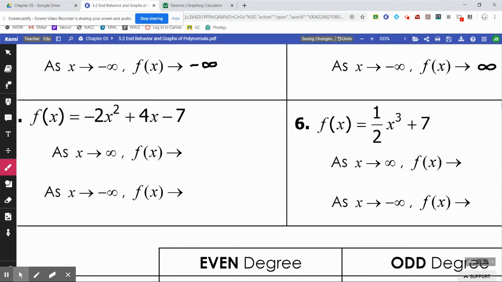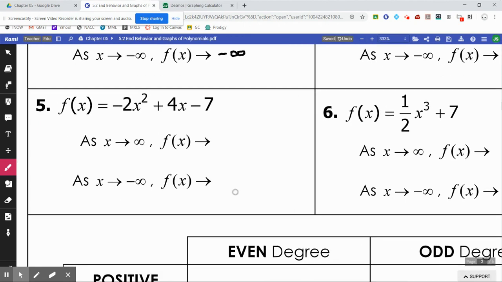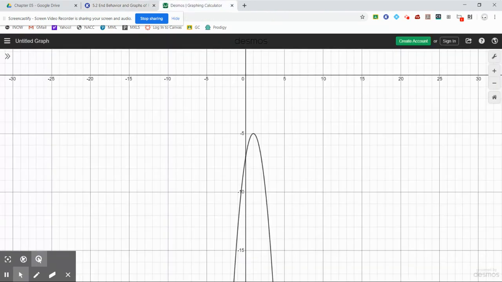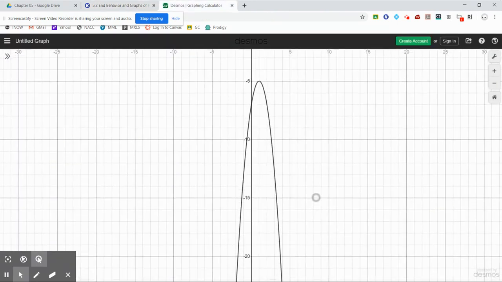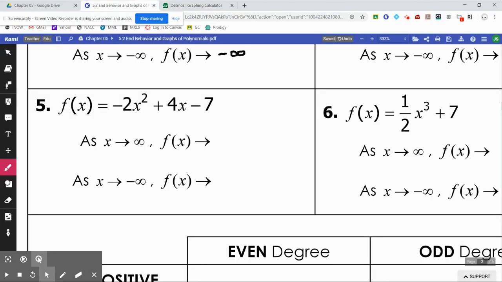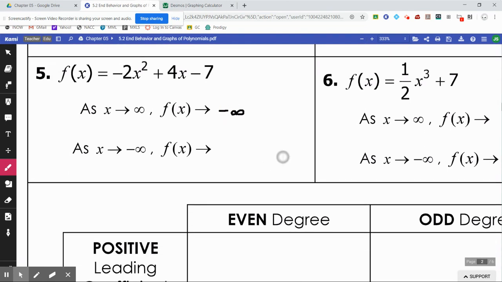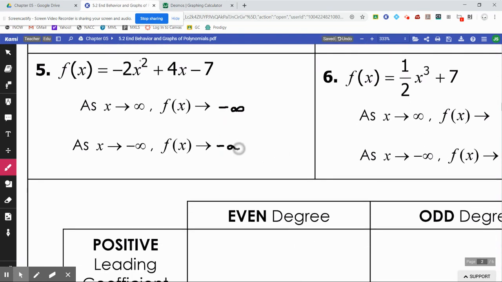Number 5, negative 2x squared plus 4x minus 7. We should know this one because that's quadratic, with the negative out front, but let's go ahead and look at the graph anyway. Okay, here's the graph. As you go to the right, you're going downhill. As you go to the left, you're going downhill. So therefore, as x goes to the right, positive infinity, y goes down. As you go to the left, y also goes down.